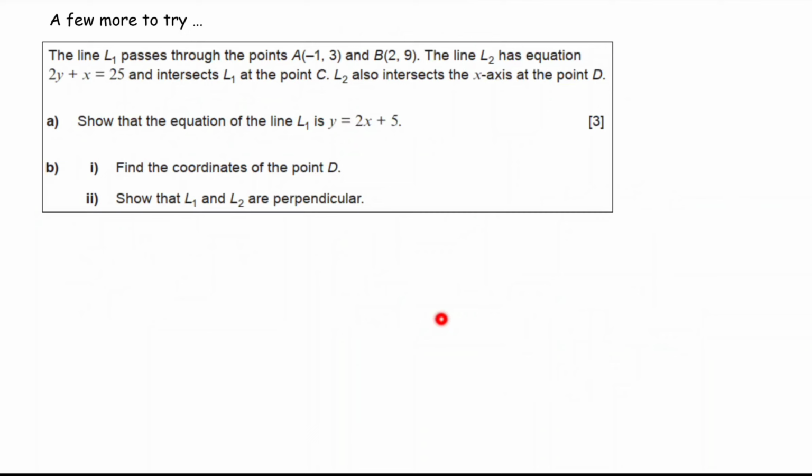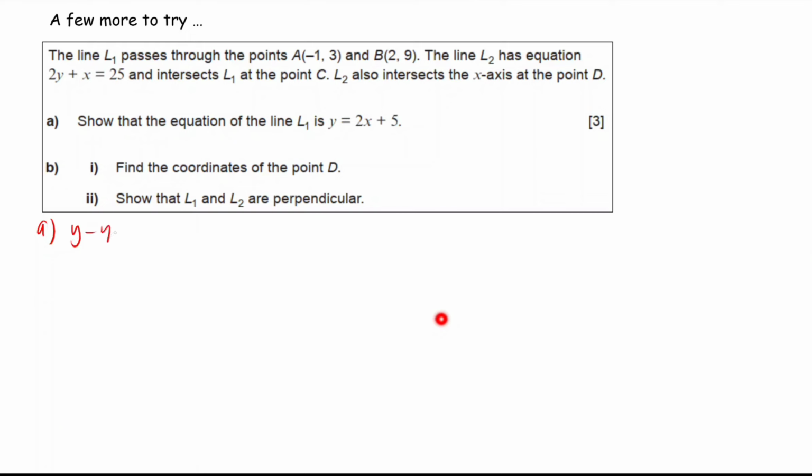Right, next question. The line L1 passes through the points A and B. The line L2 has the equation 2y plus x equals 25 and intersects L1 at the point C. L2 also intersects the x-axis at point D. Show that the equation of the line L1 is y equals 2x plus 5. So for the first part of the question, much of this information is irrelevant. We're trying to find the equation of L1.